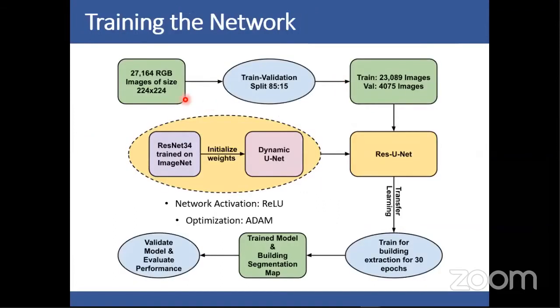And this is the training methodology. After we initialize the ResUNet architecture with the pre-trained weights from ImageNet, we train for building extraction for 30 epochs using the concept of transfer learning. And then we evaluate and validate the model performance. The model was activated by the ReLU function, rectified linear unit, and the optimization was done using the Adam optimizer.